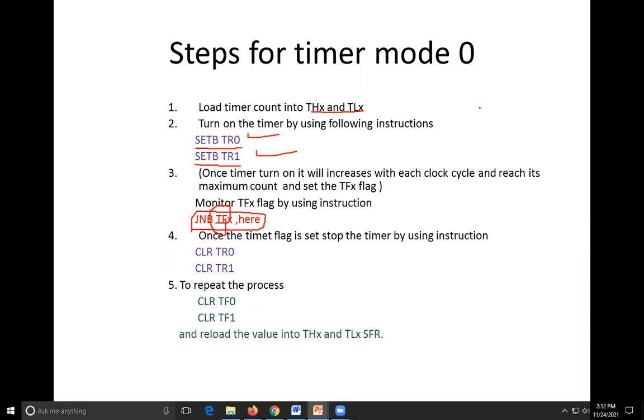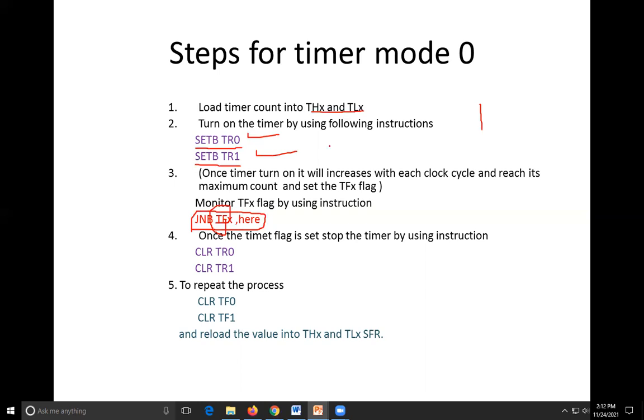If the overflow bit is 1, then you understand that your timer has overflowed, which means the counting is completed, or you can say the delay created by the timer is completed. So we have to start from 0 again.